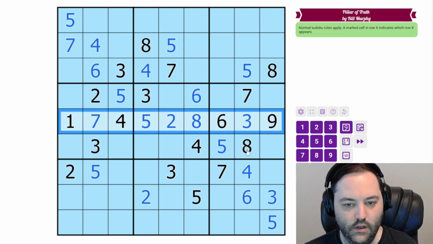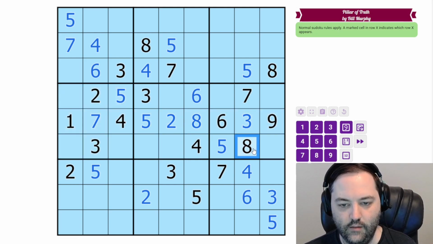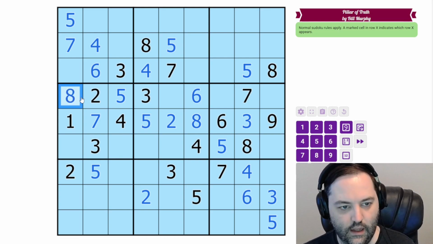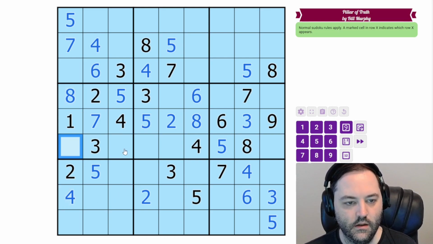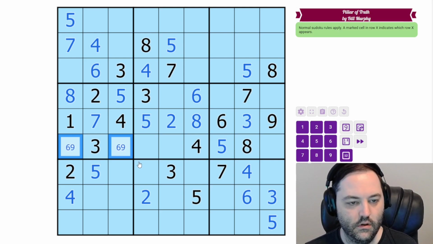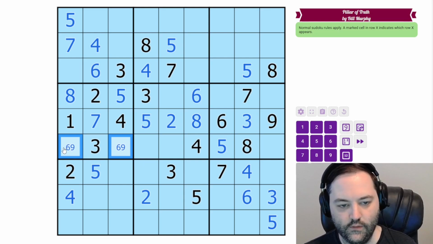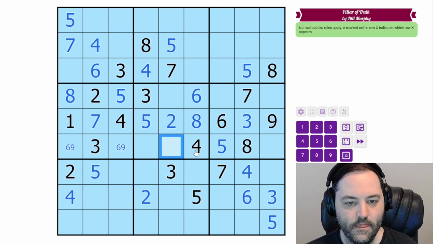All right, what next? In this box, we still need an 8, but there's an 8 here. So we've got 8 in row 4, giving us a 4 in row 8. These are 6 and 9. One of these is self-referencing. The other is going to place a 6 in one of these cells.